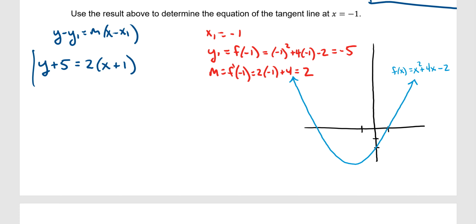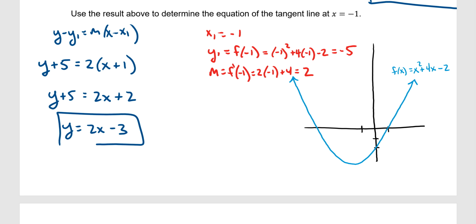And technically this is fine. You could usually leave it like this. Let's solve for y again though, just so we can compare it to the graph over here on the right. So distribute the 2. Subtract 5 on both sides. 2 minus 5 gives us -3. And here's our slope-intercept form for the equation of the tangent line.